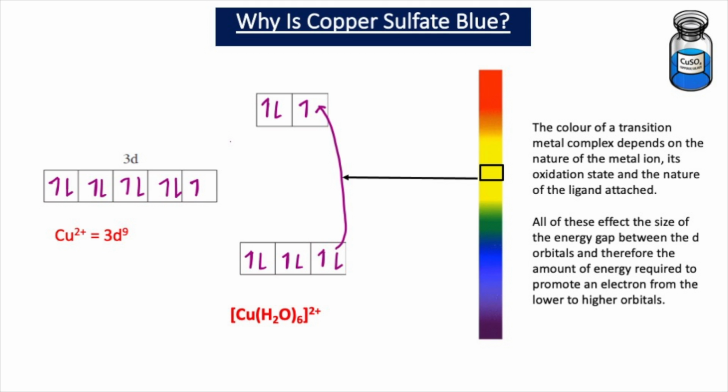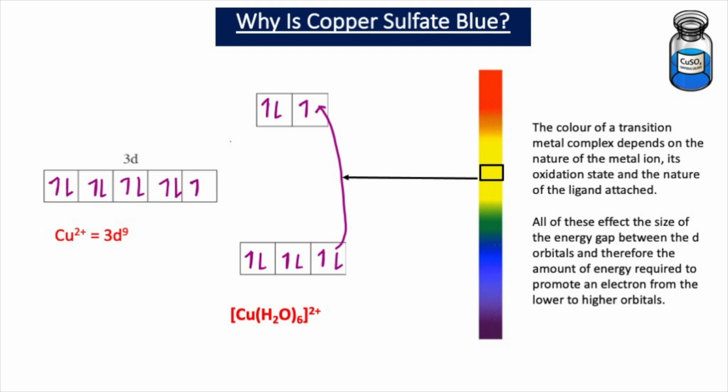It's the colour reflected. So if we look closely at this slide, we can see that the frequency of light that is absorbed corresponds to yellow light, from the red end of the spectrum, and this causes an electron to be promoted from a lower d level to a higher d level. Now, the colour of the transition metal complex depends on the nature of the metal ion, its oxidation state, and the nature of the ligand attached.